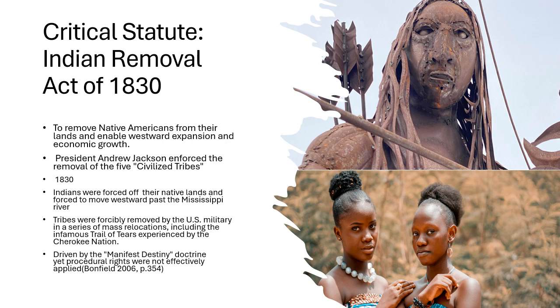And although this was driven by the manifest destiny doctrine for westward expansion, some tribes were under contract to be removed from the lands, and in return the United States promised them things like land and things of value, but somehow that was not effectively applied.